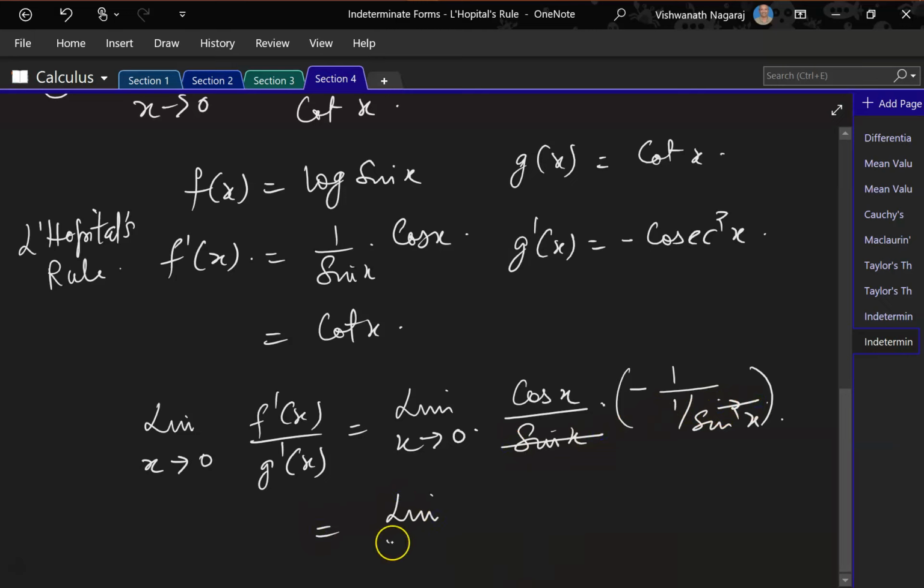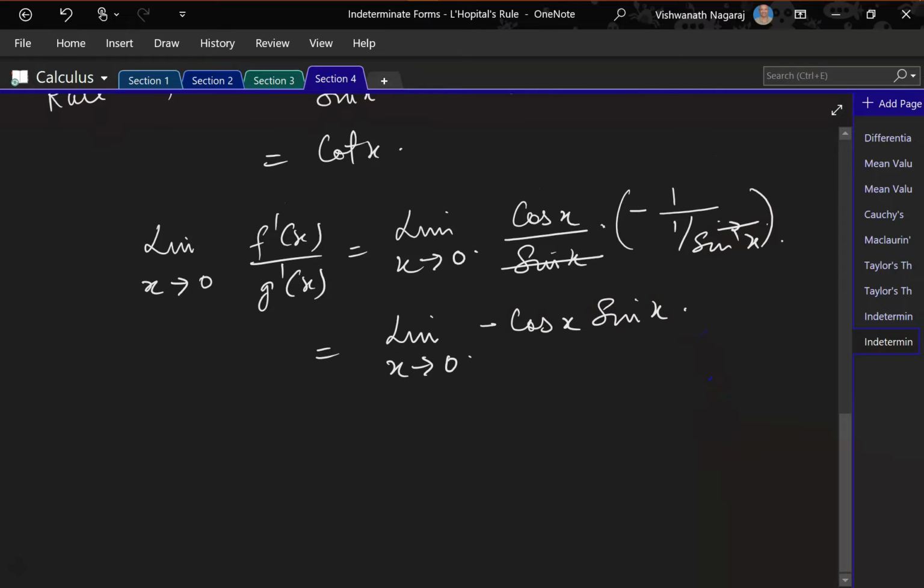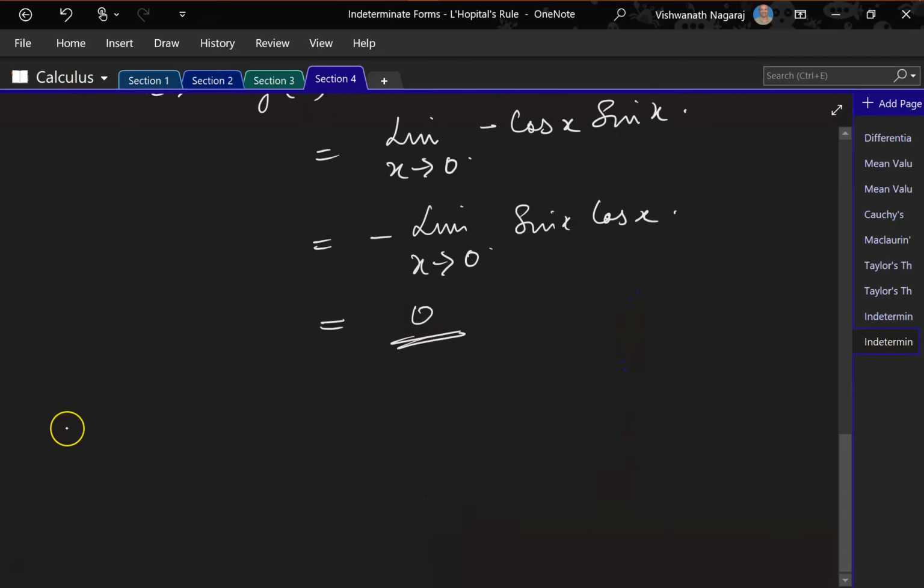We will be left with limit as x approaches 0 of cos x. This will go to the top, minus will come in front, so cos x sin x. Yes, and we can take the minus out. So limit as x approaches 0 of sin x cos x, and sin 0 is 0, so the whole thing is 0. So the limit is 0. Let's look at another problem.